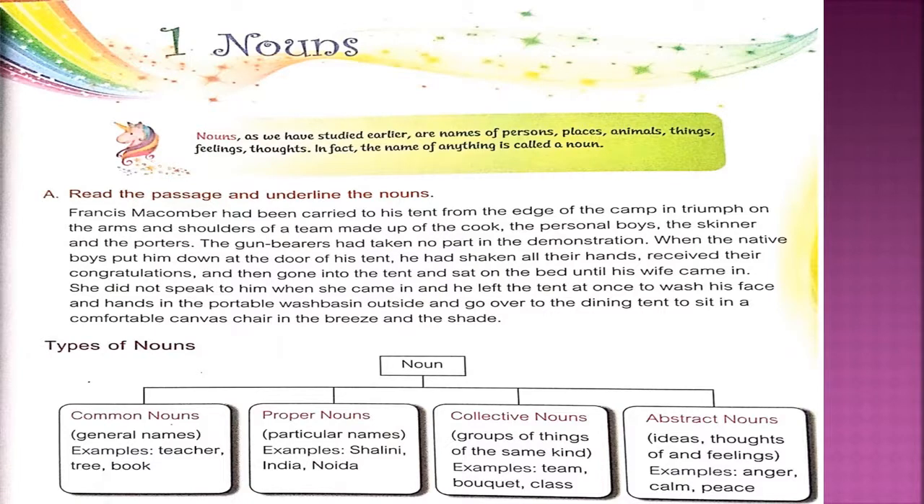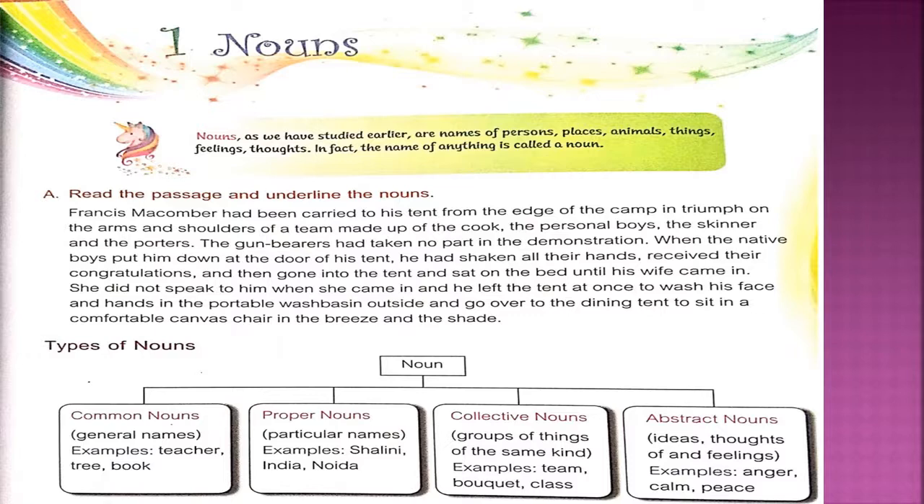Nouns are of different types. They are common nouns, proper nouns, collective nouns, and abstract nouns. Common nouns. Common nouns are the words used to name a common class of things or people. They are general names. They are not capitalized. For example, teacher, tree, book. Proper nouns are special names given to people, places, pets, brands, rivers, seas, etc. Proper nouns always begin with a capital letter.